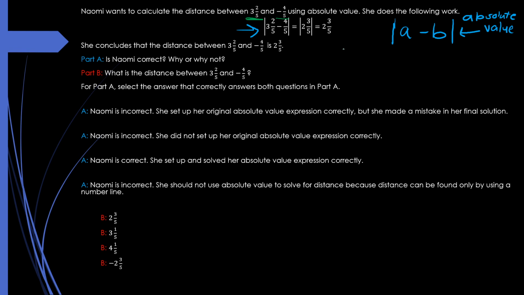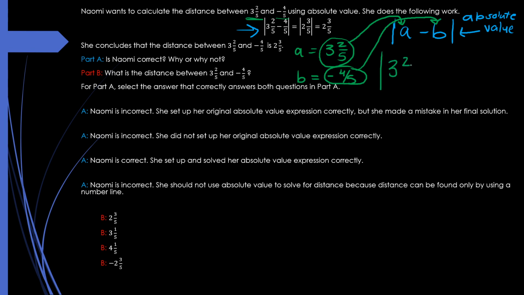negative 4/5. So my A here is 3 and 2/5. My B here is negative 4/5. I'm going to plug these into this equation here. So I'm taking this A and I'm rewriting it here. And I'm taking this B and I'm going to rewrite it here. Okay, keep my absolute value sign. A is 3 and 2/5, my minus, and then I have a negative 4/5.